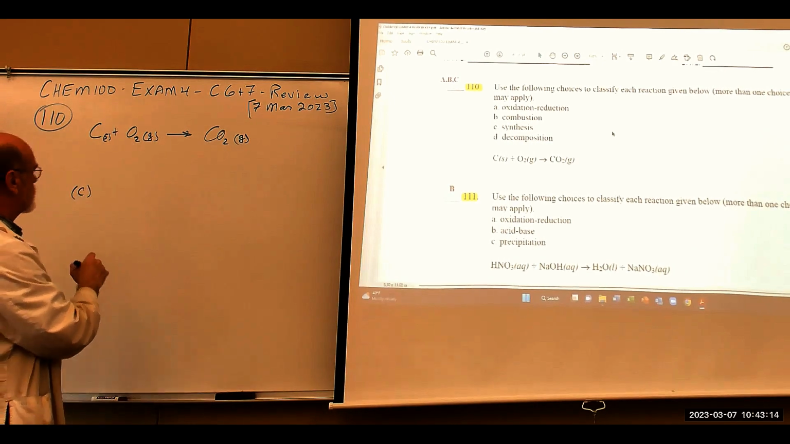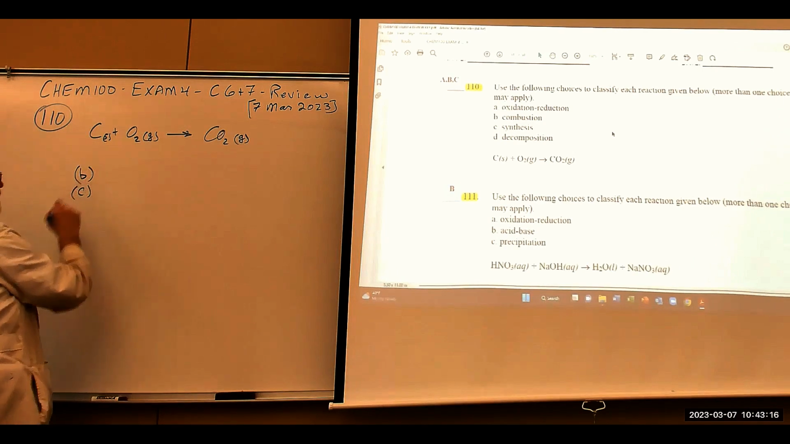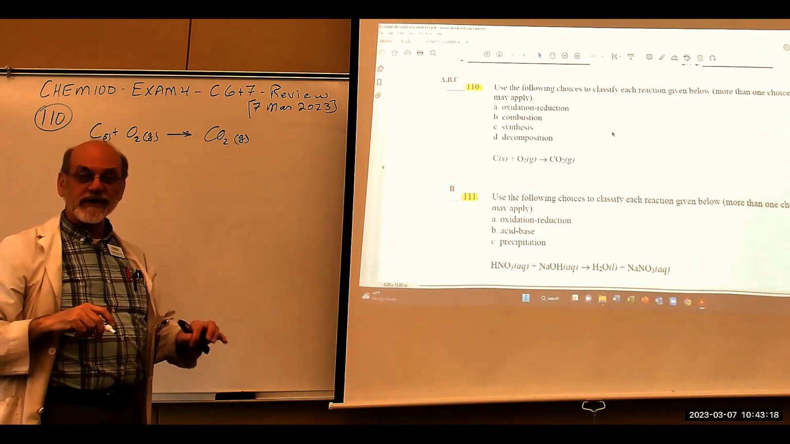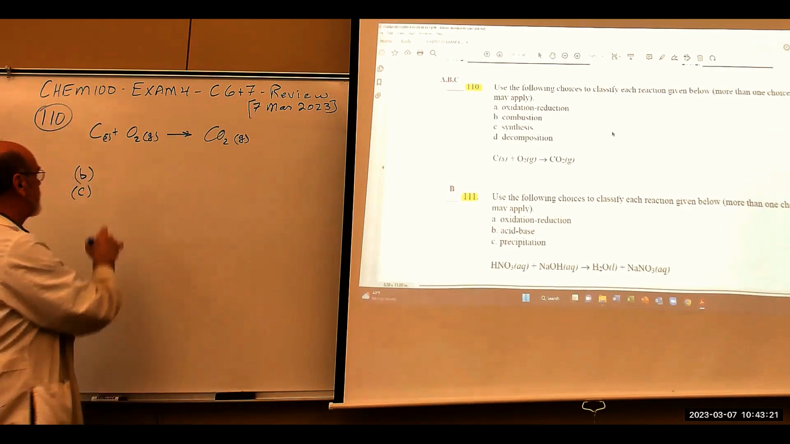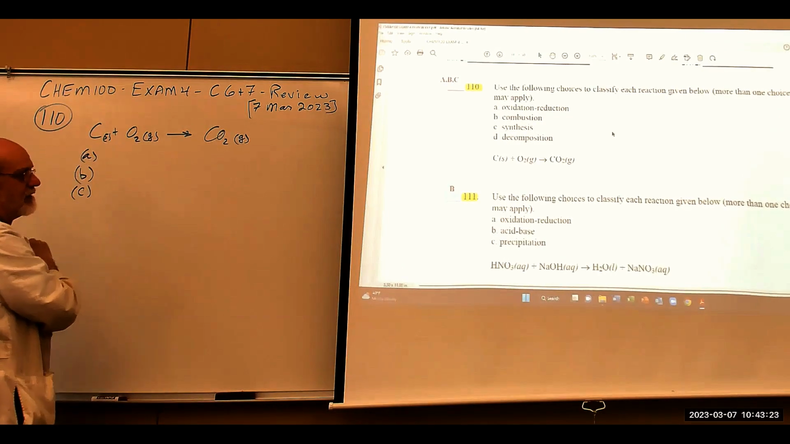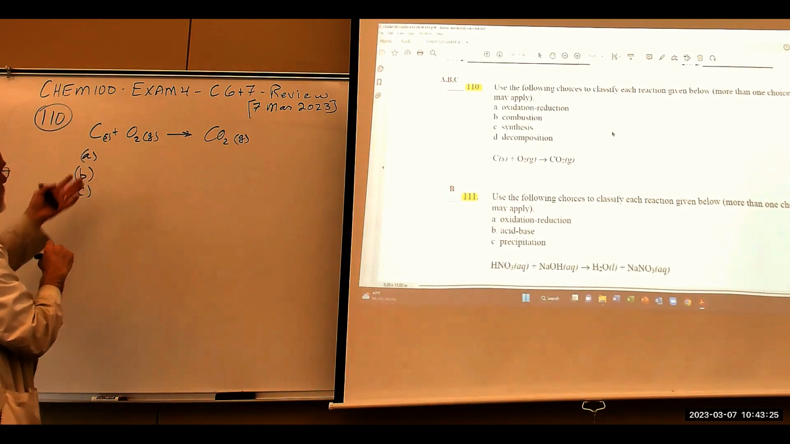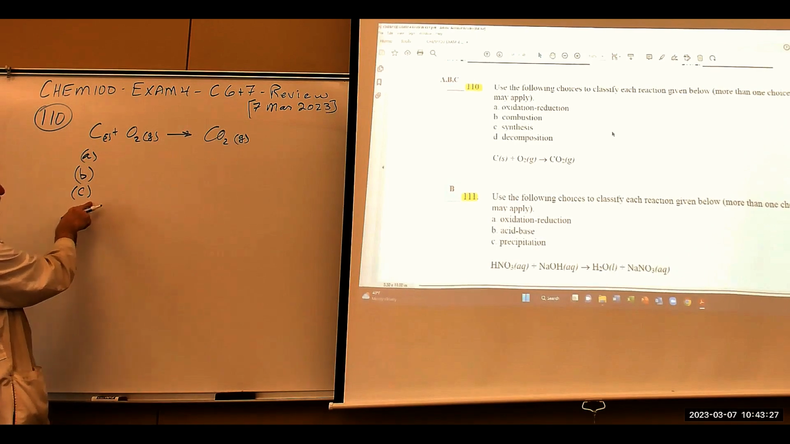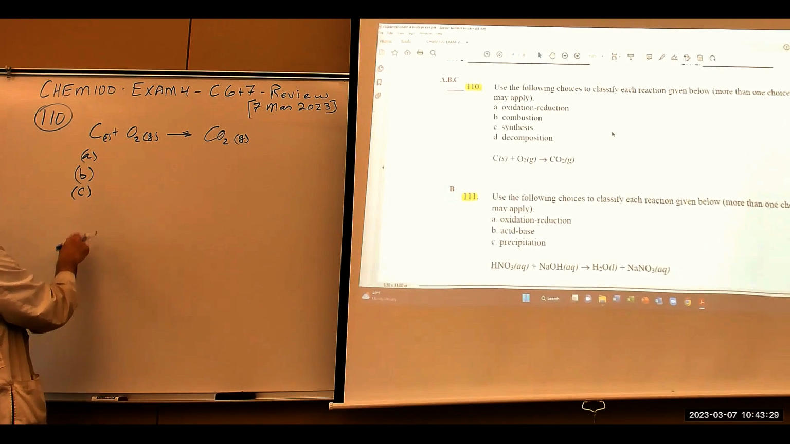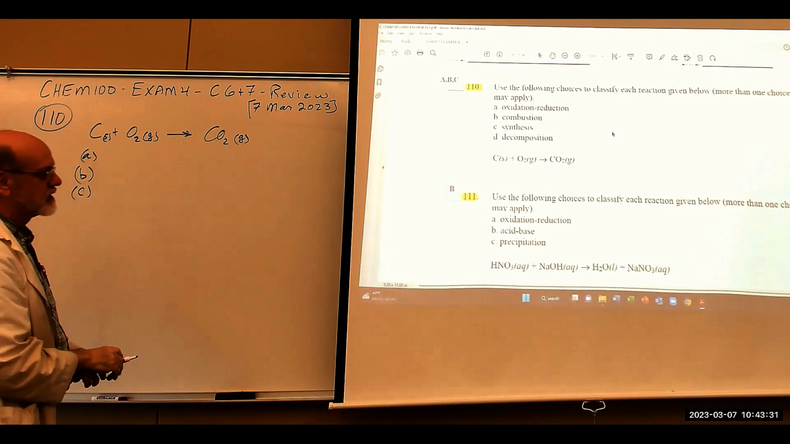Oxygen, combustion up there. Yep, B. And all combustion reactions are redox reactions. Is that one up there? Yep, A. Leaves D. D is not a decomposition because it can't be both. It can't be a synthesis and a decomp. So it's A, B, C is the answer to 110.